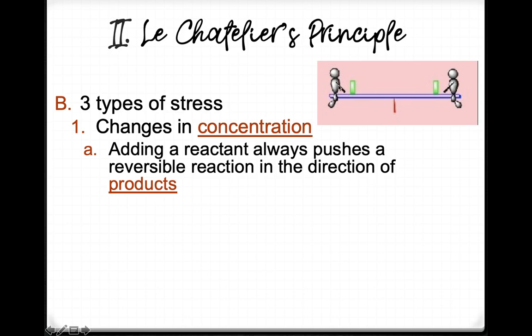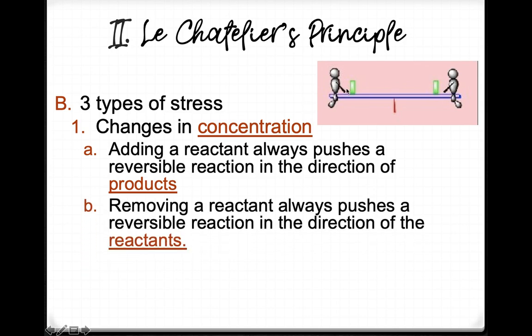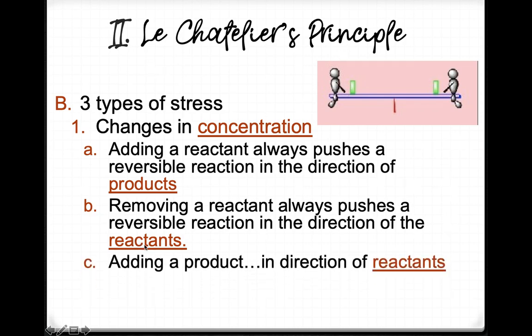So adding a reactant will make the reaction switch over to make product to get it back to being balanced. If you remove a reactant, that means that this side would be too light. There's not enough of it. So then the products would shift back to the reactant to make more reactant to get this being balanced. So if this side was too light, I need more of it. So it would have to shift back towards the reactant side.